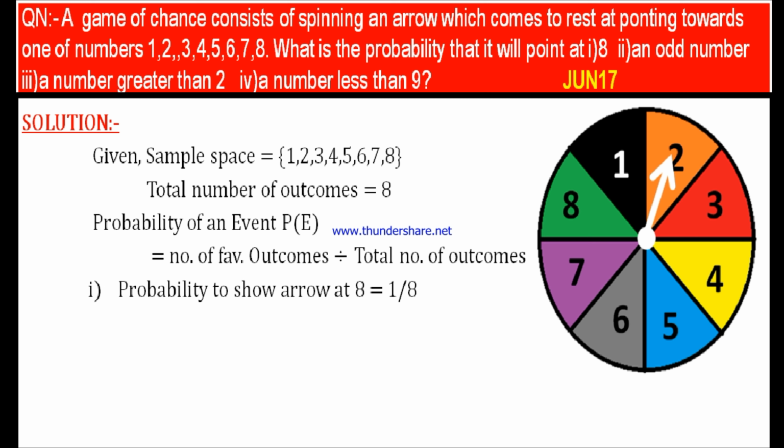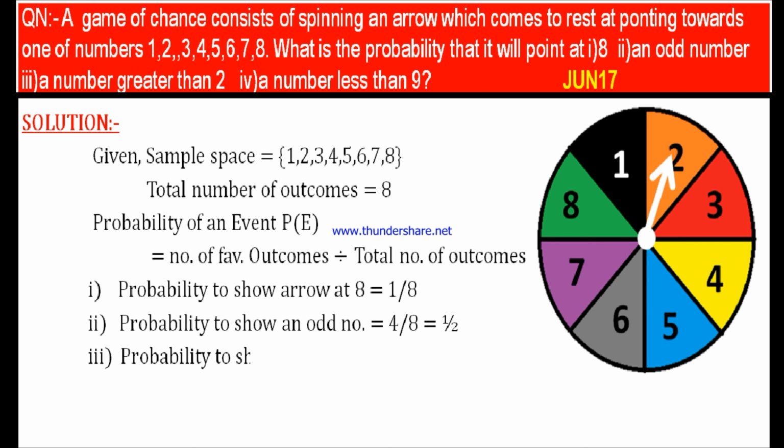Let us find the answer for the first bit. We have to find the probability to show the arrow at 8. Favorable outcomes: only one number 8 is there, only one place. But the total number of outcomes is 8. Therefore, the probability to show the arrow at 8 is equal to 1 by 8. And the second bit is the probability to show an odd number. Now you count how many odd numbers are there in the sample space. The odd numbers are 1, 3, 5 and 7. Therefore, there are 4 odd numbers in the sample space. Therefore, the favorable outcomes is 4 and the total number of outcomes is 8. 4 by 8 is 1 by 2.